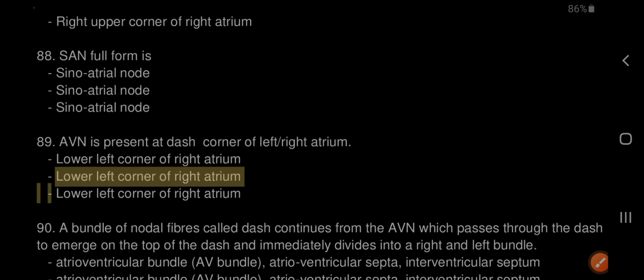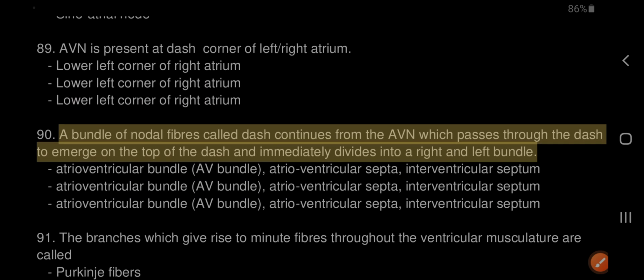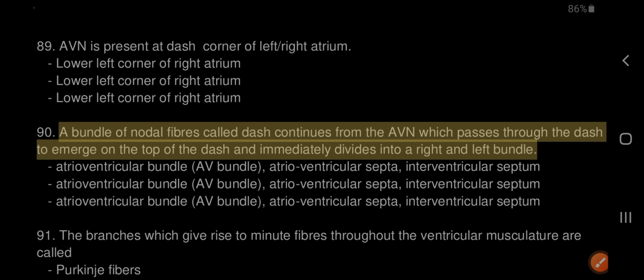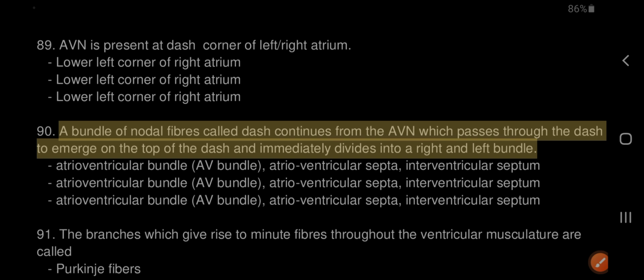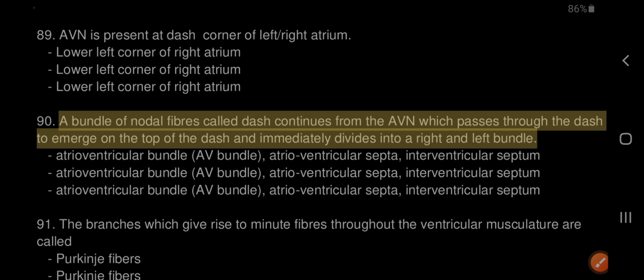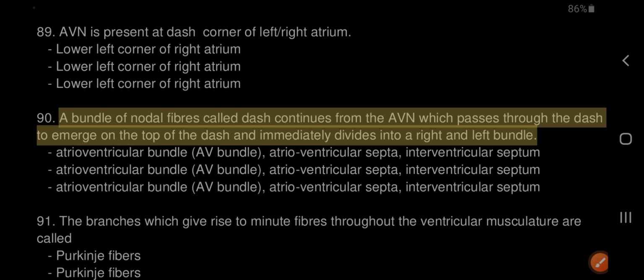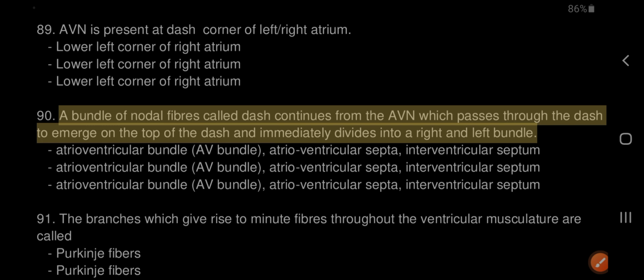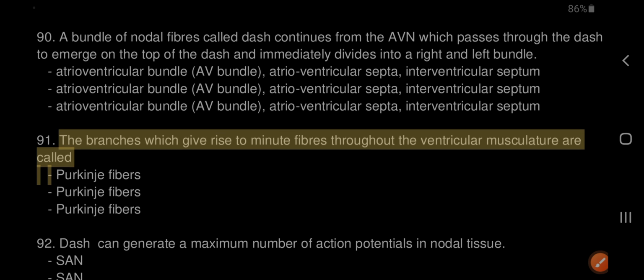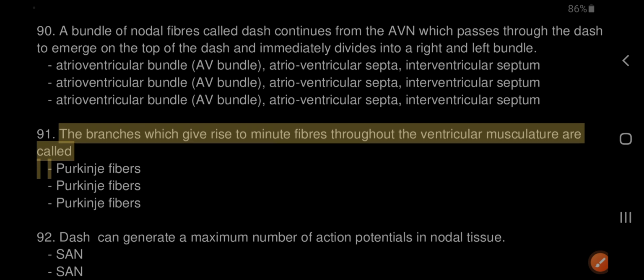90. A bundle of nodal fibers called dash continues from the AVN which passes through the dash to emerge on the top of the dash and immediately divides into a right and left bundle. Atrioventricular bundle, AV bundle, atrioventricular septa, interventricular septum. 91. The branches which give rise to minute fibers throughout the ventricular musculature are called dash. Purkinje fibers.